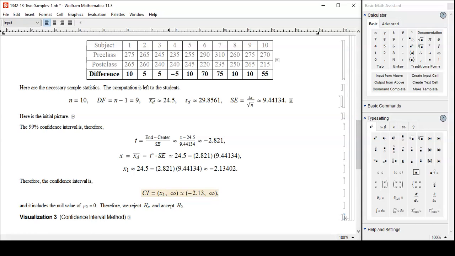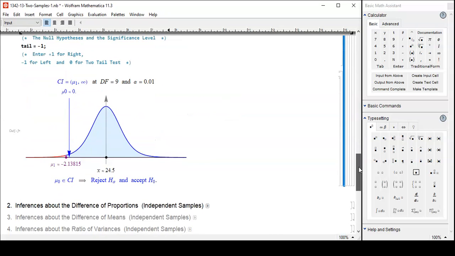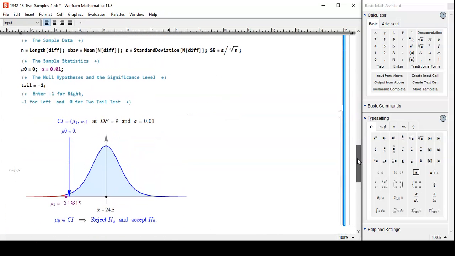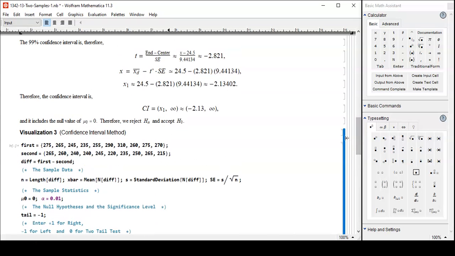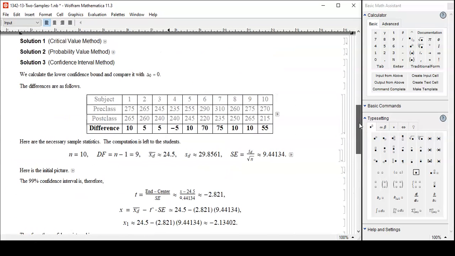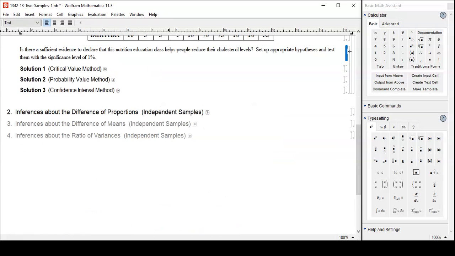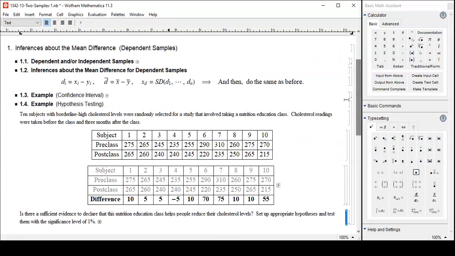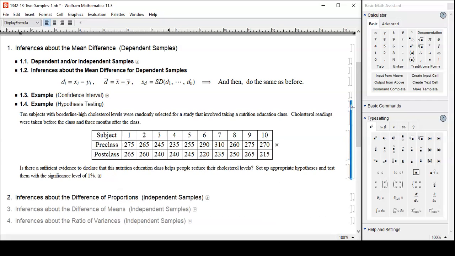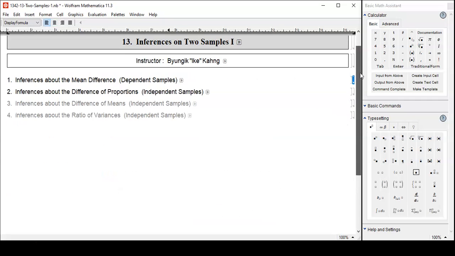It works this way too, but the overwhelming majority of the students prefer to use the critical value method, which we talked about as step 1. Alright, we went through 3 types of solutions. That'll conclude all the example problems here.